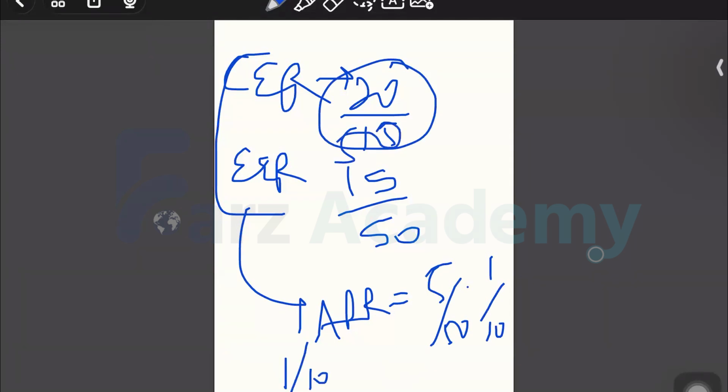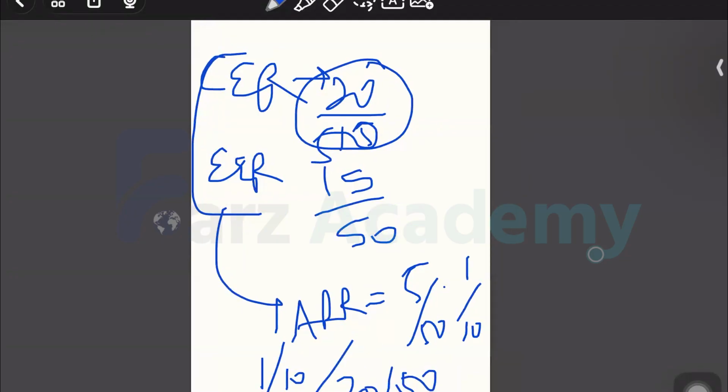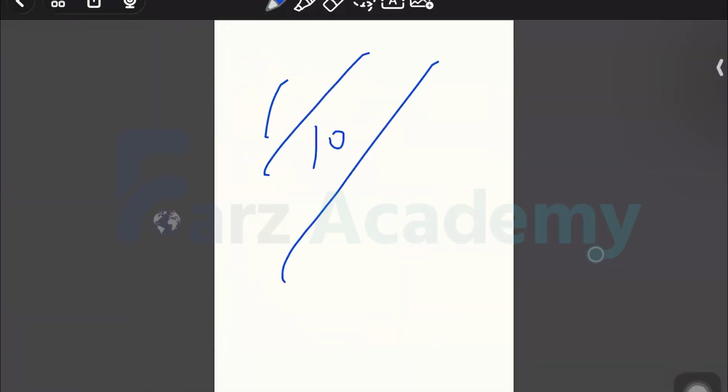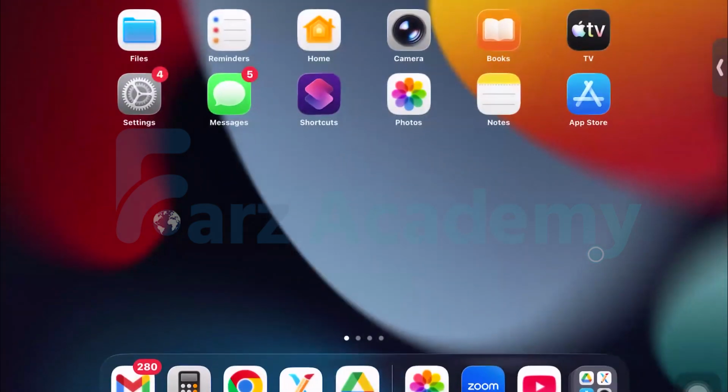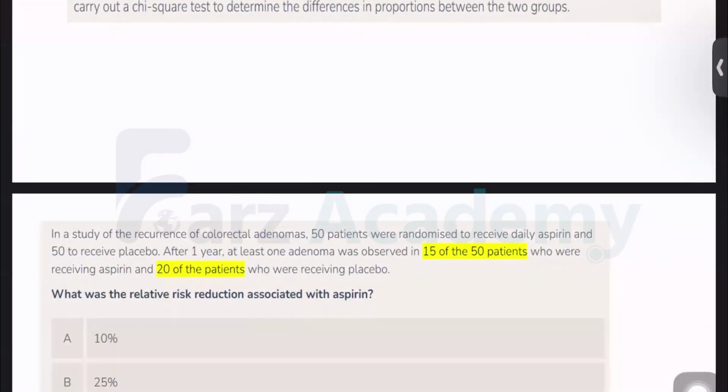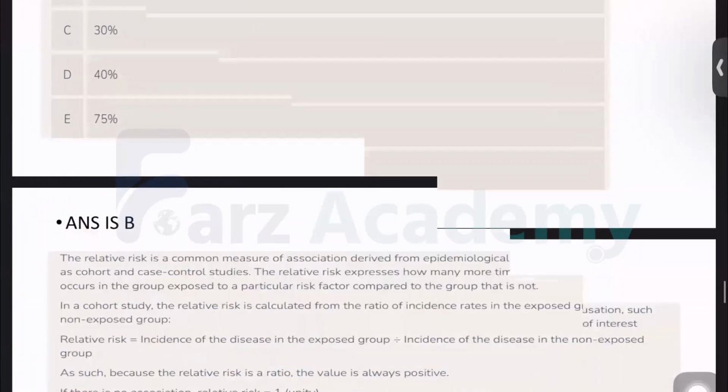So 1 by 10 divided by 20 by 50 becomes 50 upon 200. So 1 by 4 becomes 25%. Is this clear? Yes? Okay. Next.